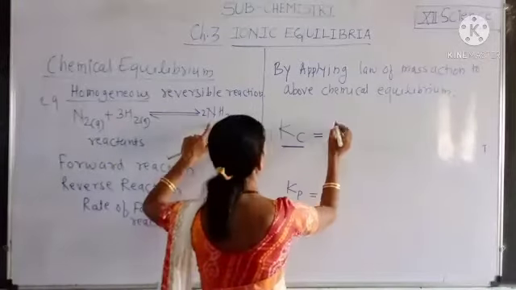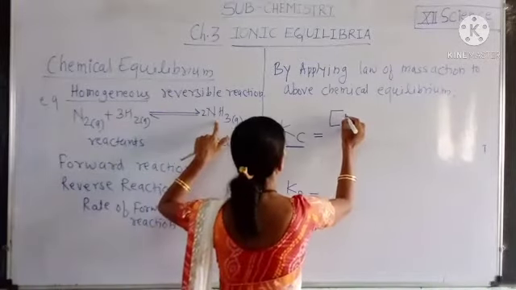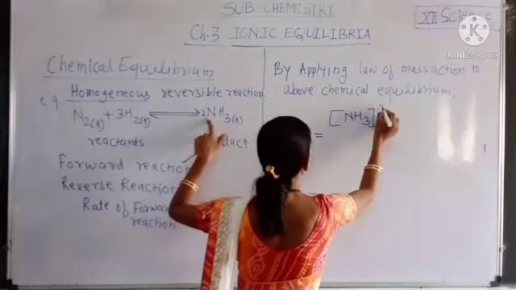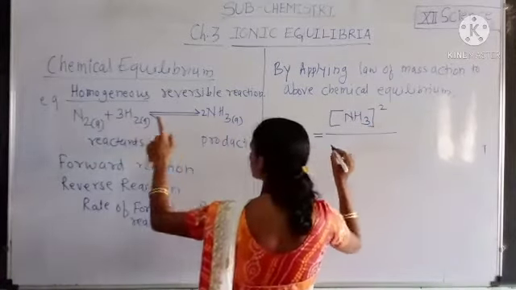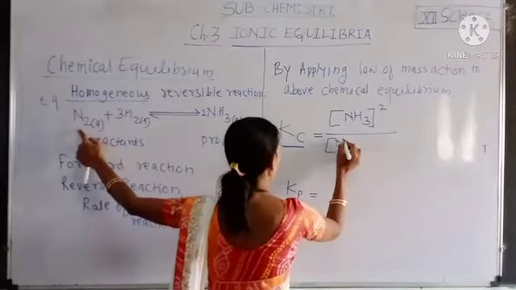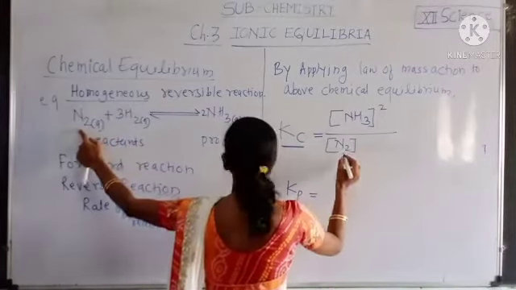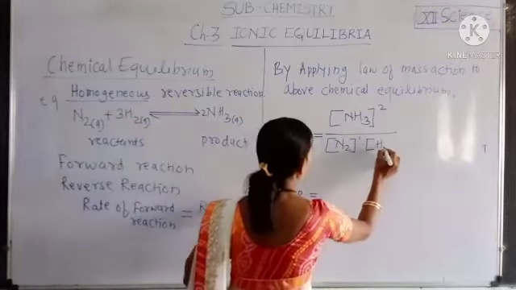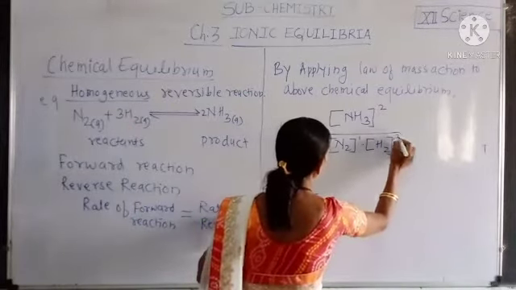then we can write the equation for Kc, the equilibrium constant. Kc is equal to the concentration of NH3 raised to 2 upon the concentration of the reactants, that is N2 raised to 1 into the concentration of H2 raised to 3.